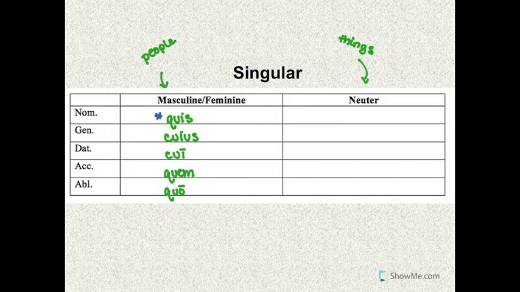For the neuter, where we had quod before, now we have quid. For the genitive, we have quis. So once again, these are the same regardless of the gender. And qui for the dative. Once again, that is the same regardless of gender for the dative and the interrogative pronoun. Then we have quid. And finally, quo. So those two are the same.